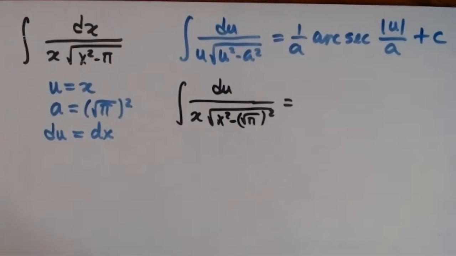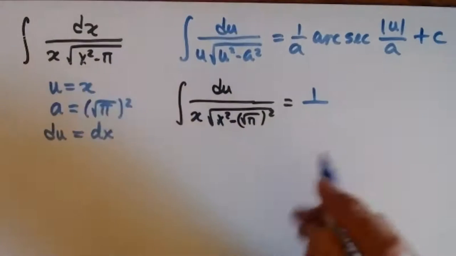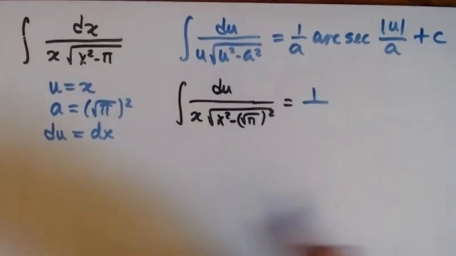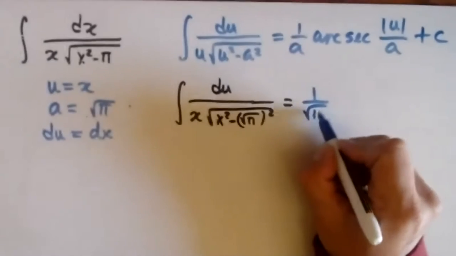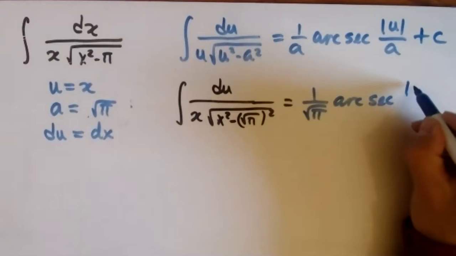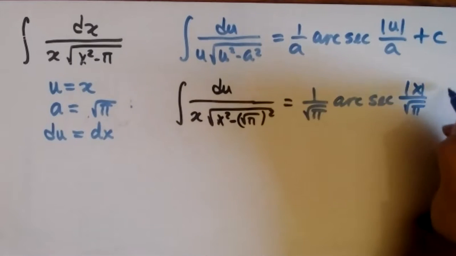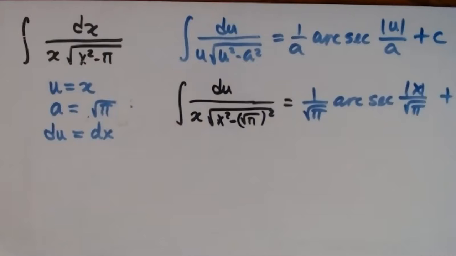The answer is going to be 1 over a. The a is this thing, so really this is square root of pi, right? This is square root of pi. The arcsecant of the absolute value of x over the square root of pi, plus the constant, correct?